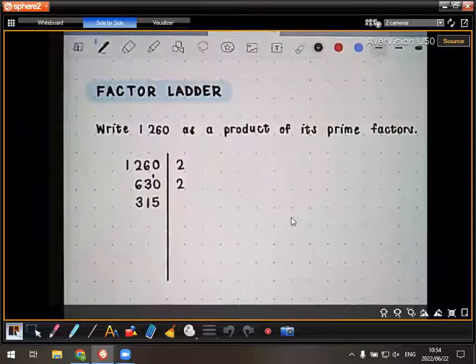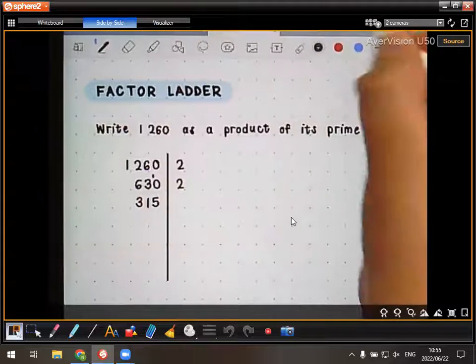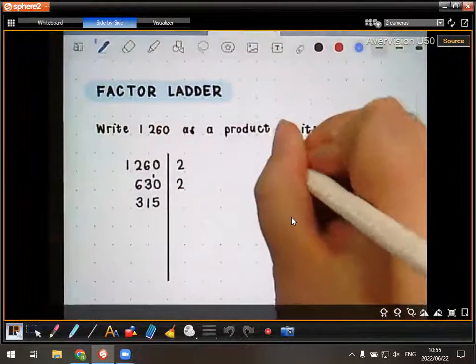So now we look for the next prime number, right, which is 3. And guys, does anyone know how to check whether a number is divisible by 3? Then it is divisible by 3. Good. Let's write that on the side, guys.